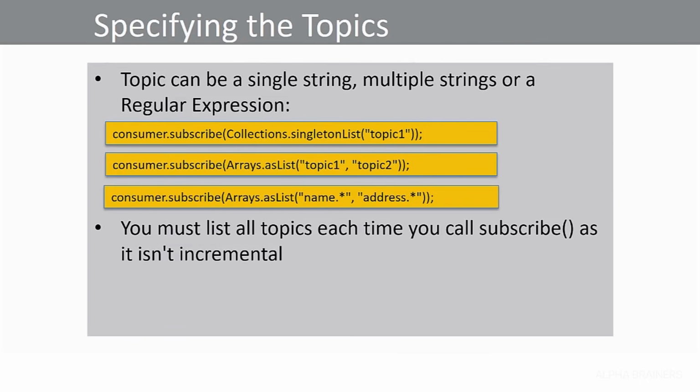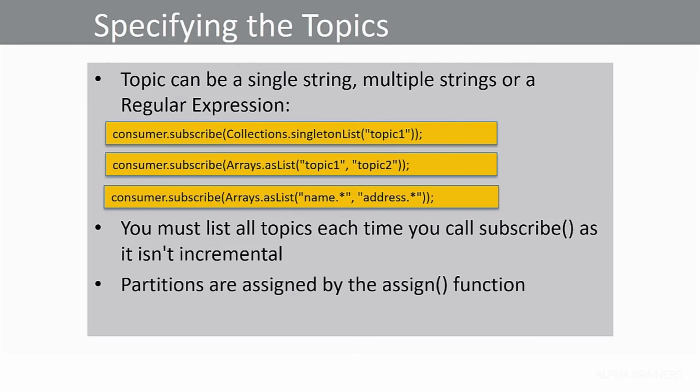So let's say at some point in time that you decide that you want to subscribe to other topics. It's not an incremental process. So for instance, if you had done consumer subscribe, that's the middle example where we subscribe to topic 1 and topic 2, and then later on you do the consumer subscribe in the last example, subscribing to named dot star and address dot star, that means you would no longer be subscribing to topic 1 or topic 2 anymore. So you want to make sure you include all the topics each time you call the subscribe method.